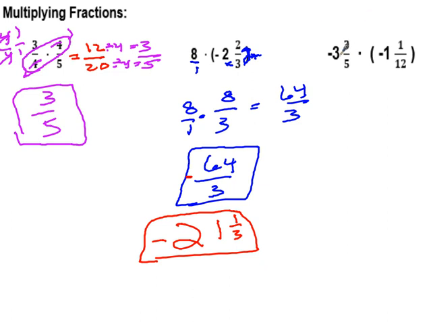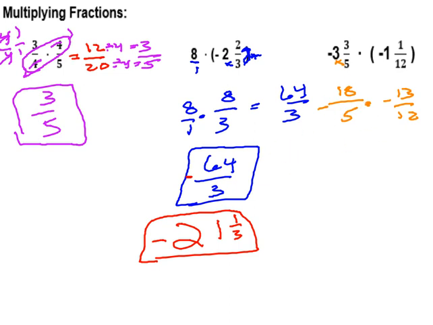Okay, 3 times 5 is 15. So I got to change this to improper. So I'm going to multiply the whole number by the denominator. 3 times 5 is 15, plus 3 is 18. That's negative 18/5. The denominator always stays the same. And this is going to be negative 13/12. So I have negative 18/5 times negative 13/12.